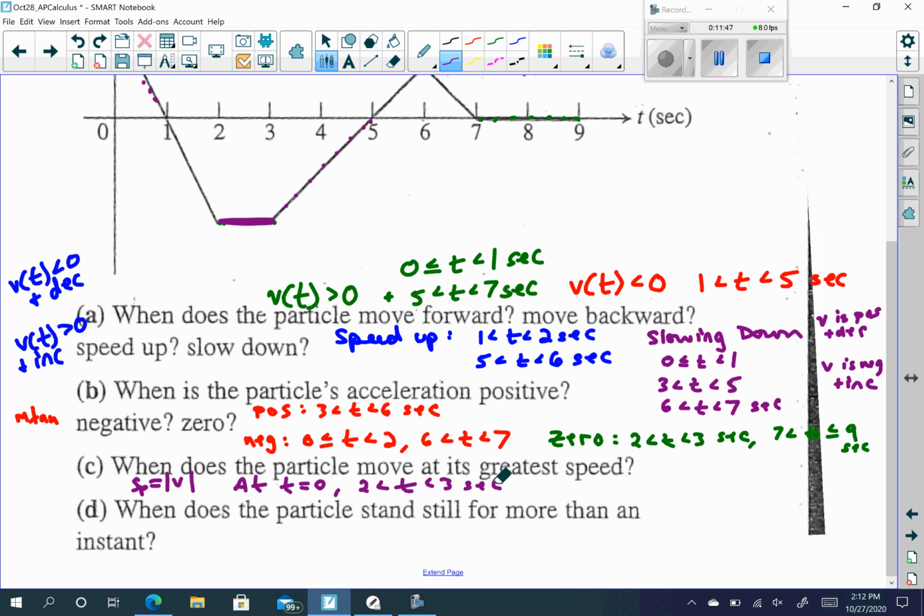When does a particle stand still for more than an instant? So that's when v stays at 0. When our velocity stays, not just constant, but stays at rest at 0. So that's going to be between 7 and 9, but we include the 9.